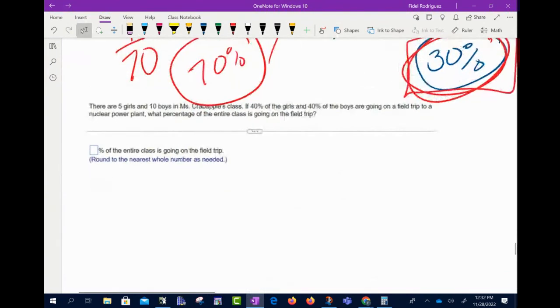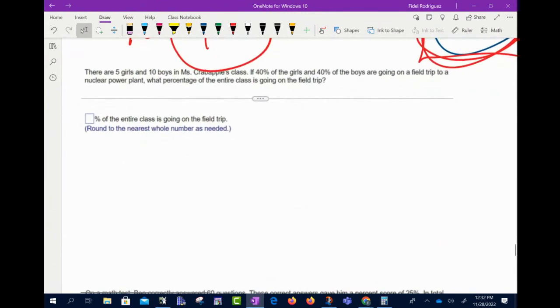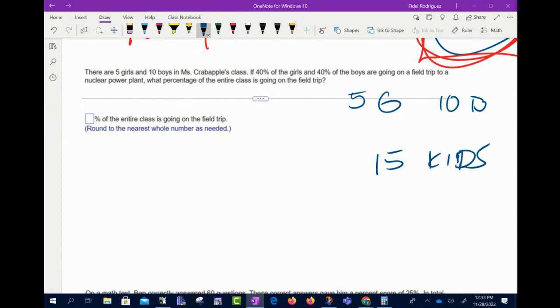All right, so let's take a look at the next problem here, y'all. It says that there's 5 girls and 10 boys in Miss Crabapple's class. Wow, that's a name for an elementary school teacher, isn't it? If 40% of the girls and 40% of the boys are going on a field trip to the nuclear power plant, what percentage of the entire class is going on the trip? Let's think about it this way. We know that there's 5 girls and 10 boys, so that means there's 15 kids total, okay?